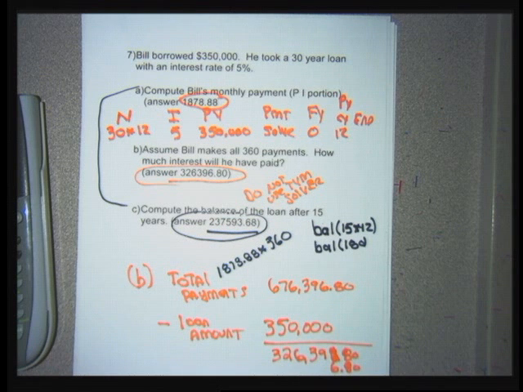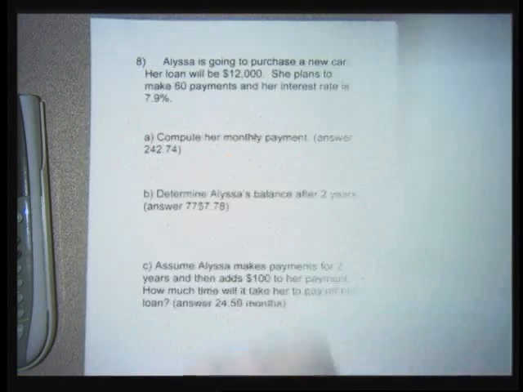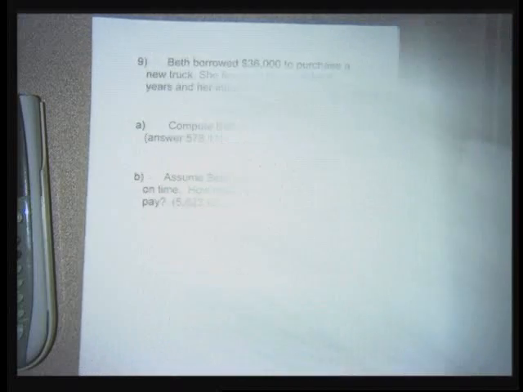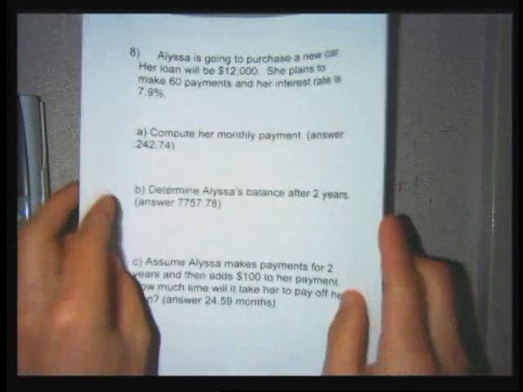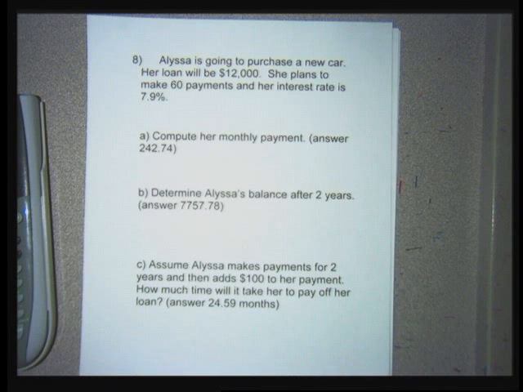Now that's everything with home loans. The next part is car loans. Car loans are a little bit easier because you don't have the 28% and 36% figures to worry about, but you do have the rest of the issues. So Alyssa's going to borrow $12,000 for a car in question 8. She wants to make 60 payments, which is a five-year loan. Compute her monthly payment.